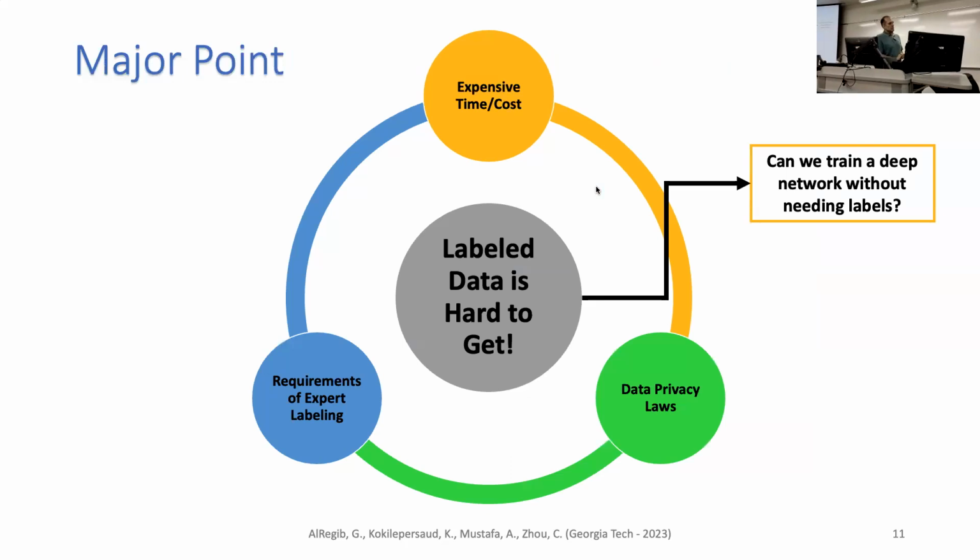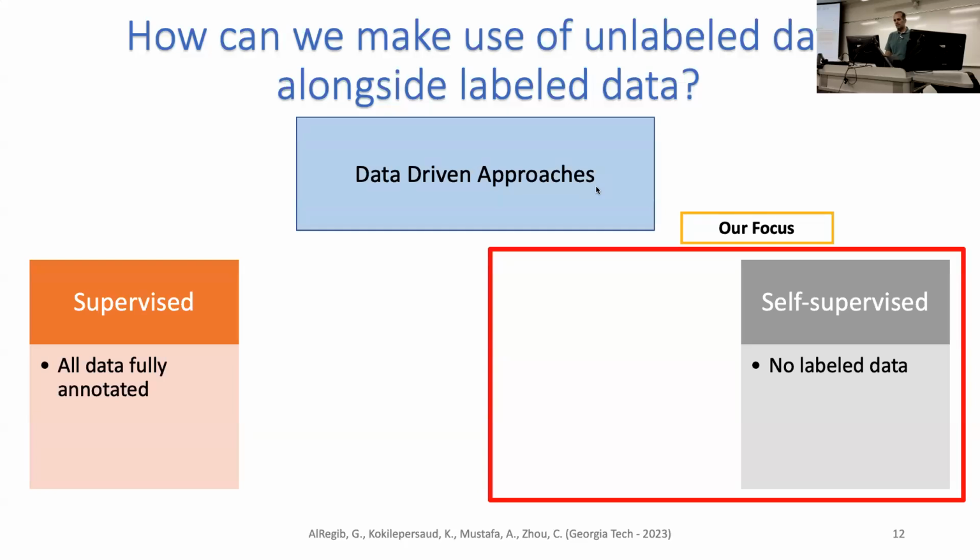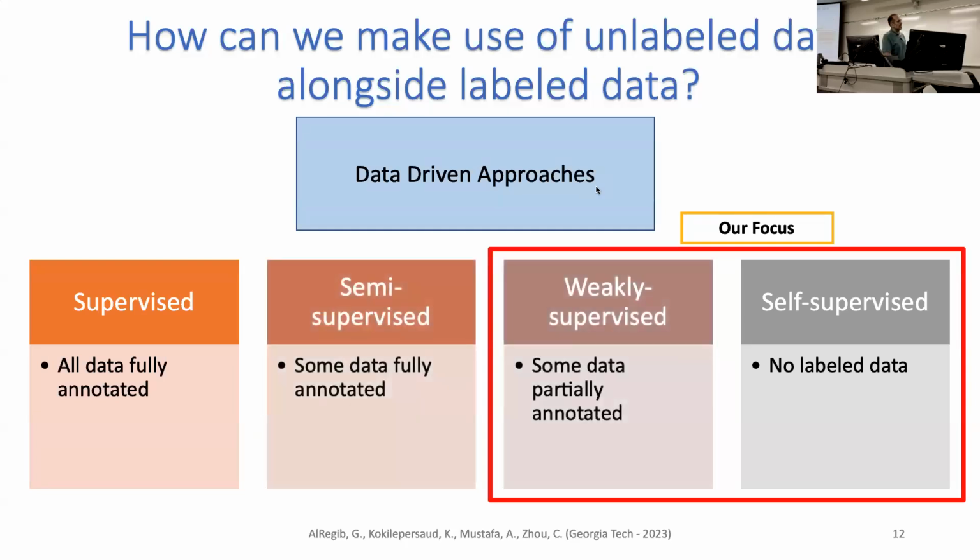Okay. So these are the major problems. How can we really mimic? How can we come up with new paradigms that will enable us to not rely only on fully labeled data?